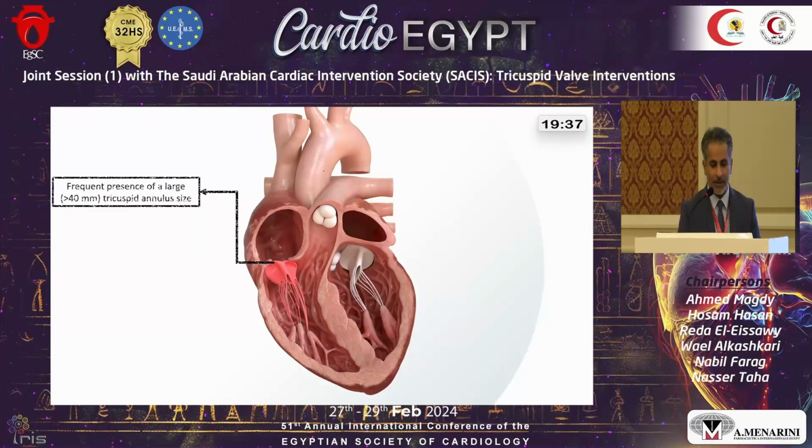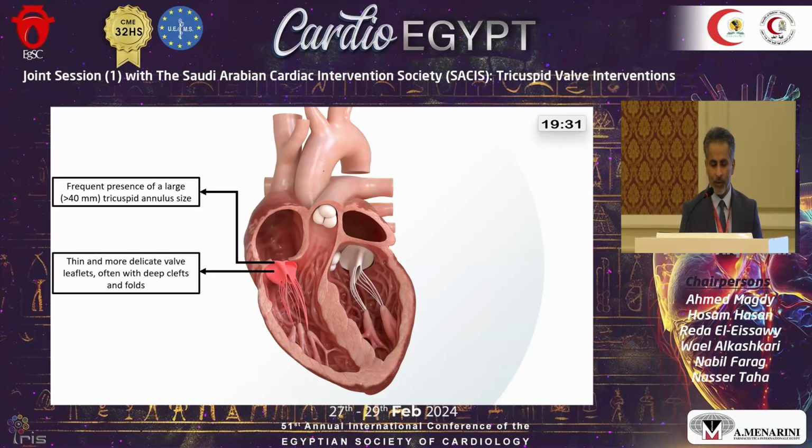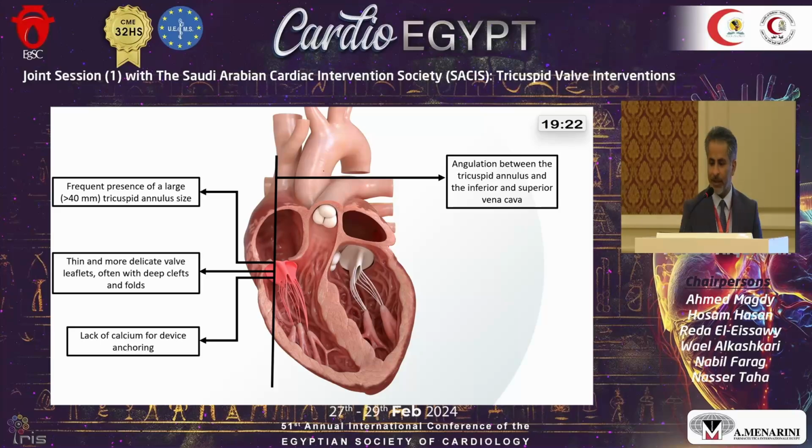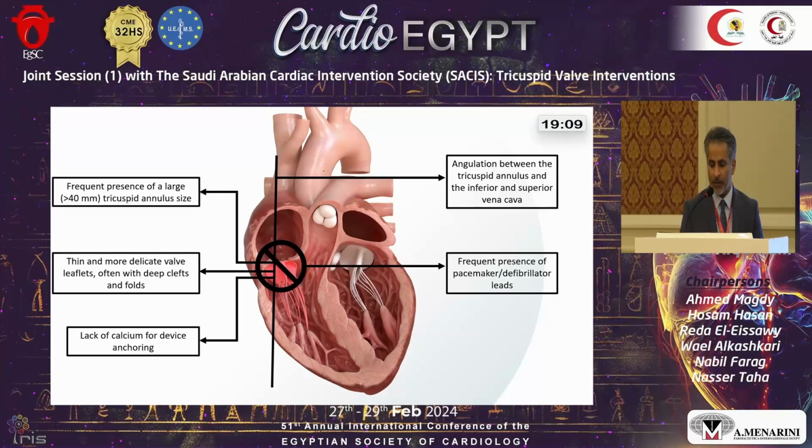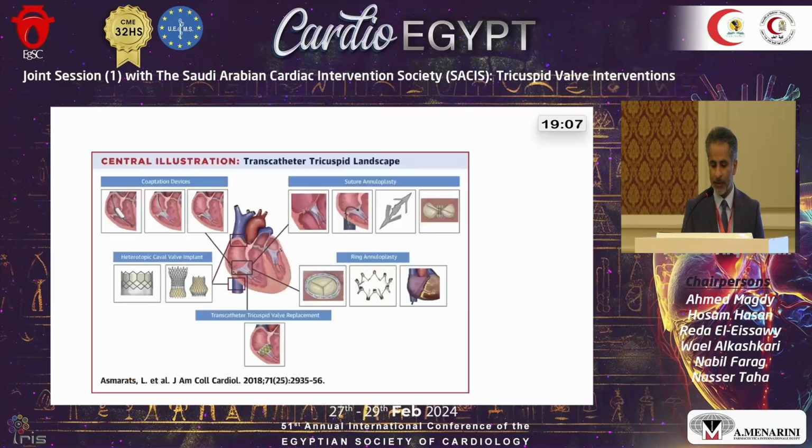Among these challenges is the frequent presence of large tricuspid annular size, more than 4 millimeters, thin and more delicate leaflets, often with deep clefts and folds, lack of calcium for device anchoring, and also the angulation between the tricuspid annulus and the inferior and superior vena cava, making the devices in the right atrium and right ventricle difficult to manipulate, and the frequent presence of pacemaker and defibrillator leads.